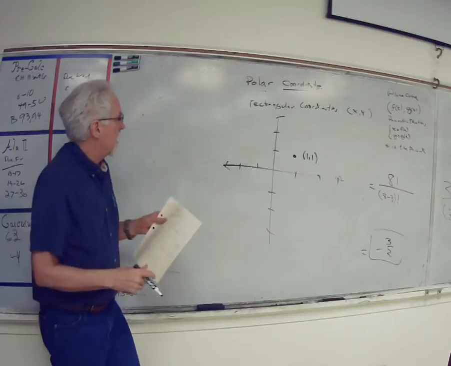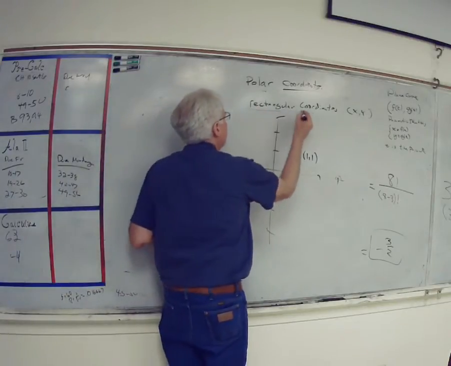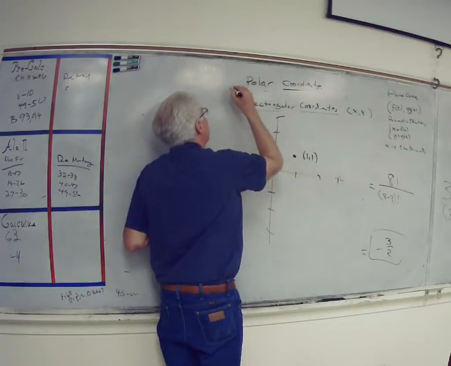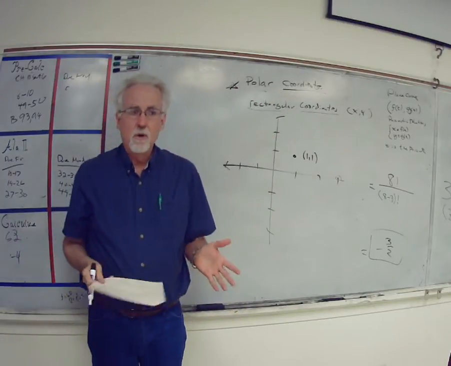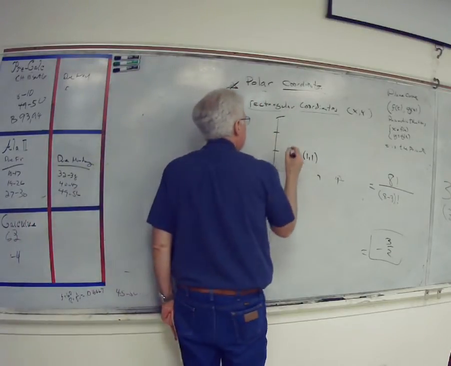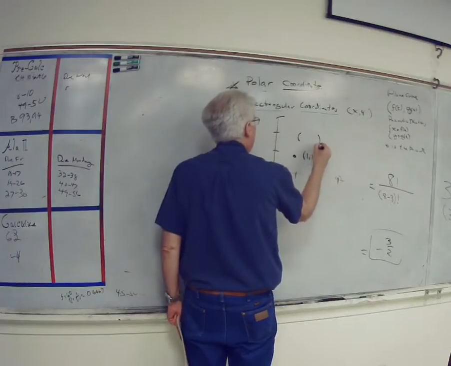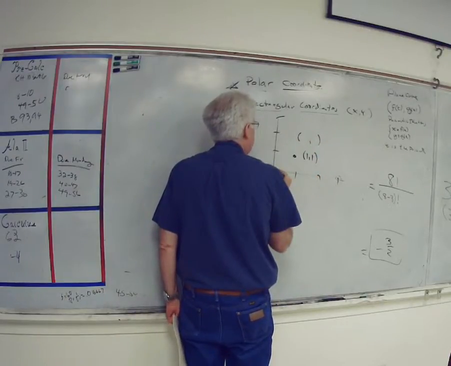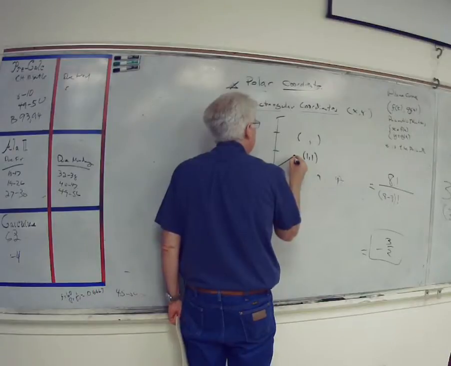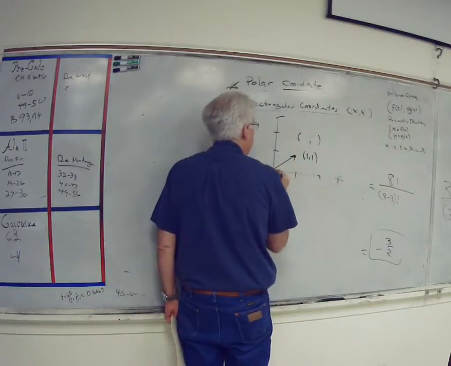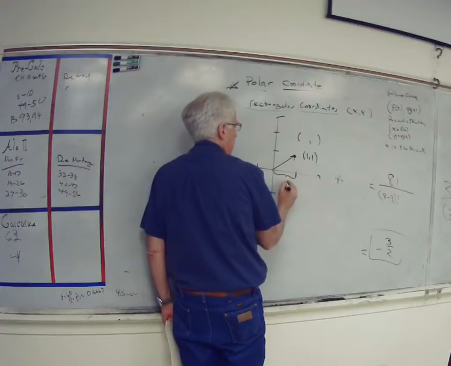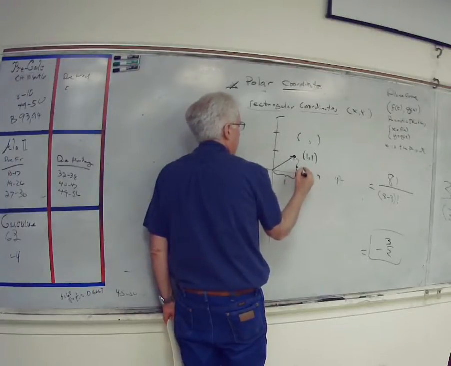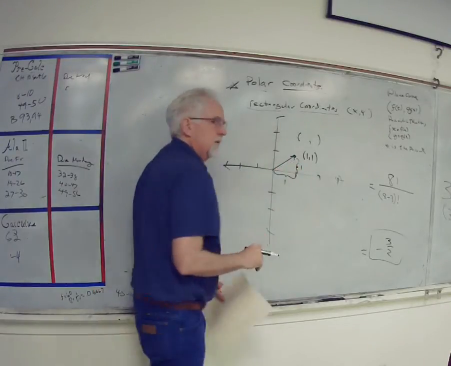But some problems are, so that's rectangular coordinates. Some problems are easier to work in polar coordinates. And polar coordinates have two numbers, but it's not 1 and 1. The question is, how long is the vector? How long is it from here to here? Well, this side is how long? 1. And this side is how long? 1. So how long is that one?